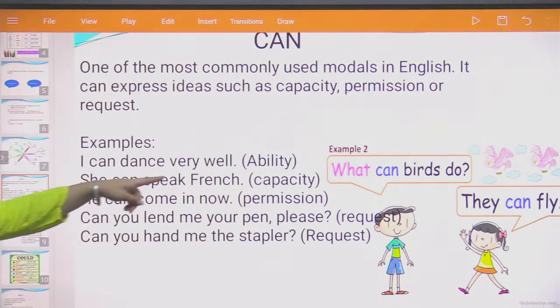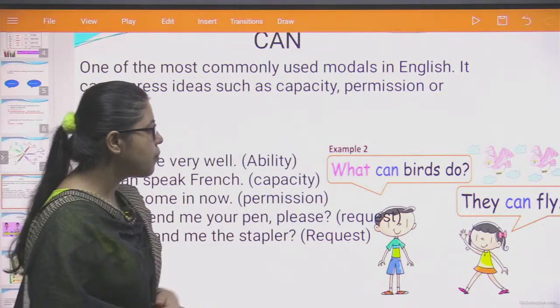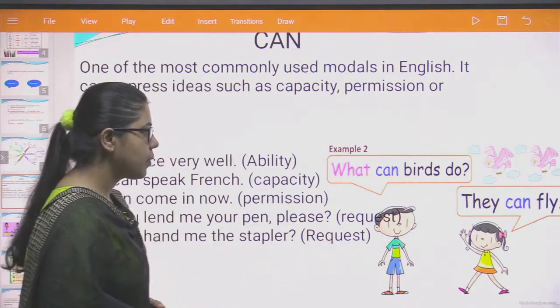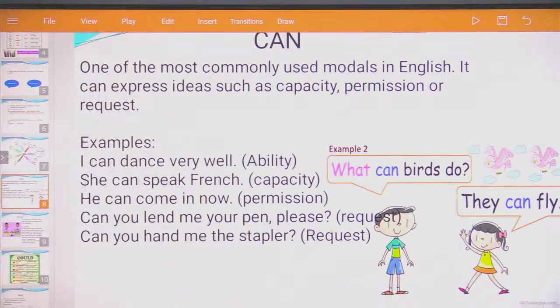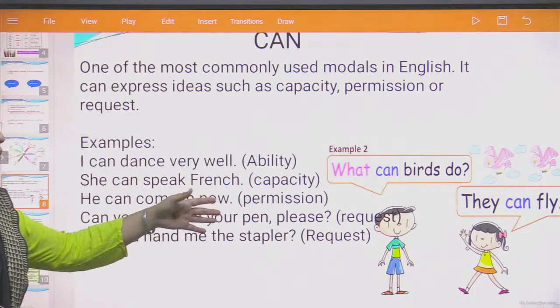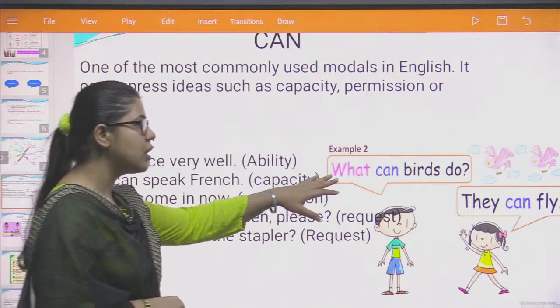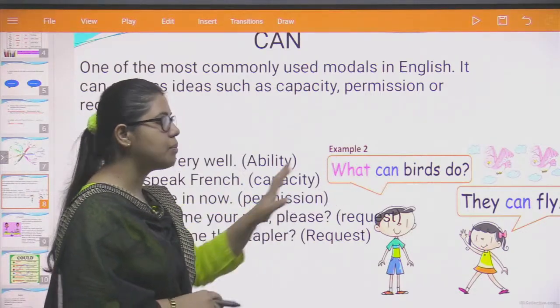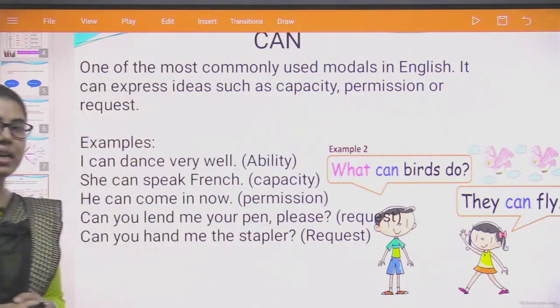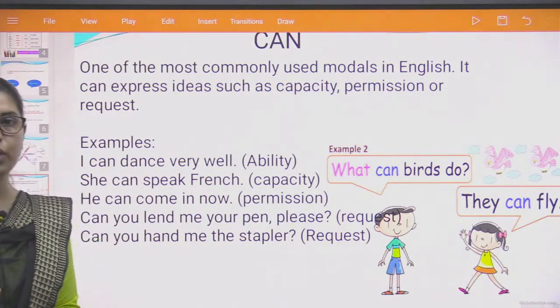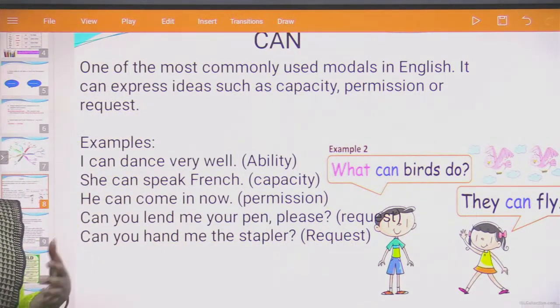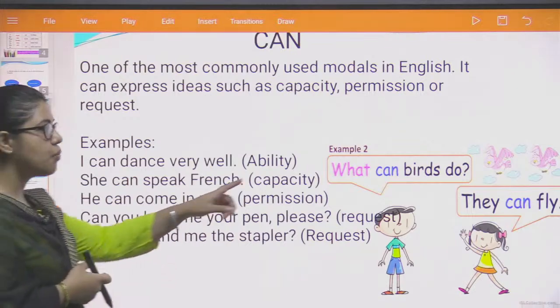Okay, now let's see this one example which I have for you. What can birds do? Okay, so again this sentence, what can birds do? One boy is asking the question. Okay, so we can understand that this is a question based sentence. So what can birds do? It's asking what are the qualities of birds. Okay, what are the abilities or capabilities of birds, what they can do. So what can birds do?